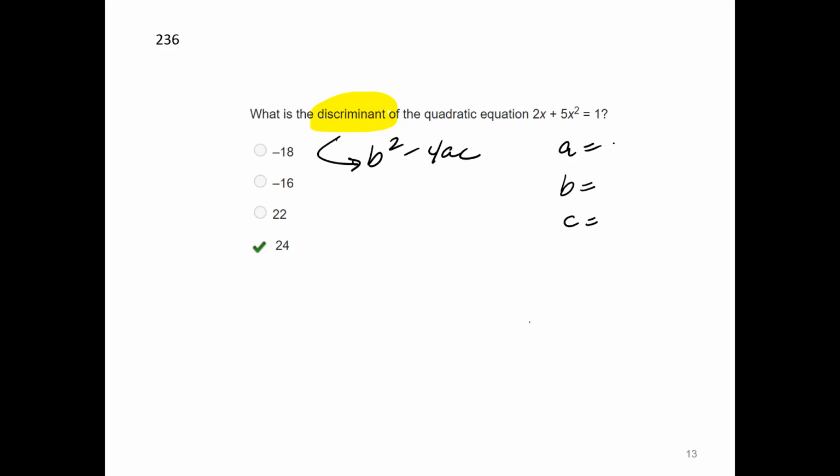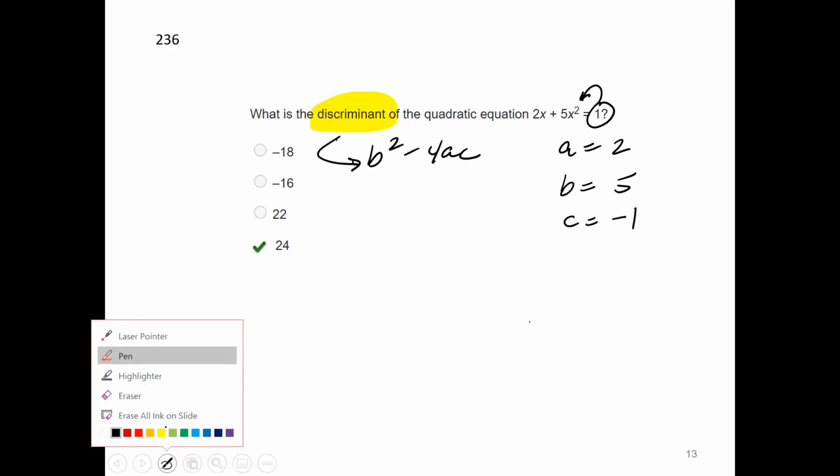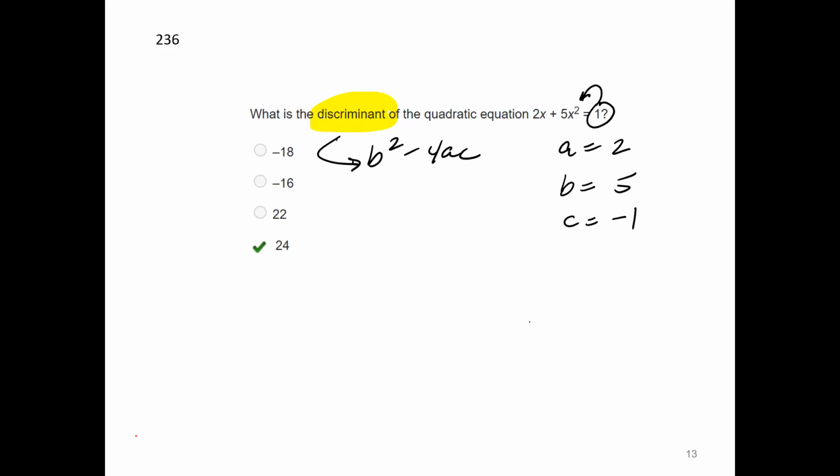And if you look at this, your A is 2, B is 5. You see the 1 right there? They're making this a little bit tricky for you. You got to move that 1 over to the left side. If you move it over to the left side, it becomes a negative 1. So they do that to trick you. But guess what? You guys are smart, so you're not going to be tricked. So B squared is 5 squared minus 4AC. So grab your calculator and multiply that out.